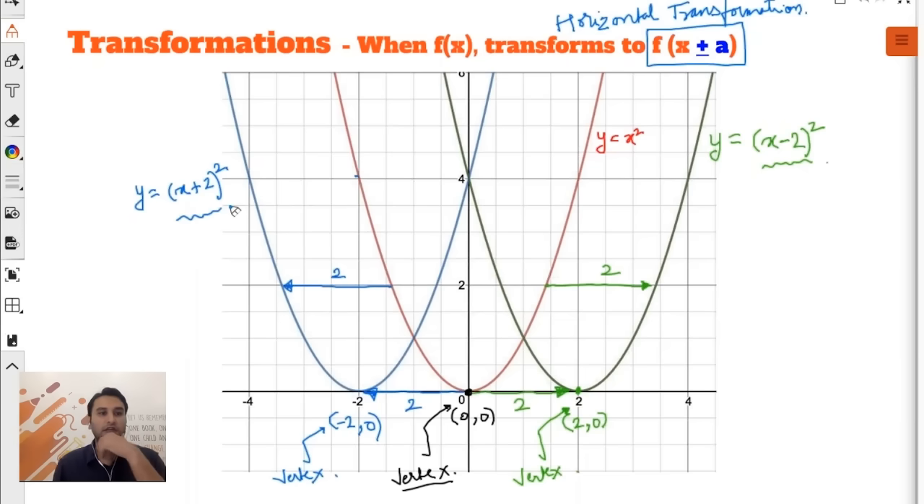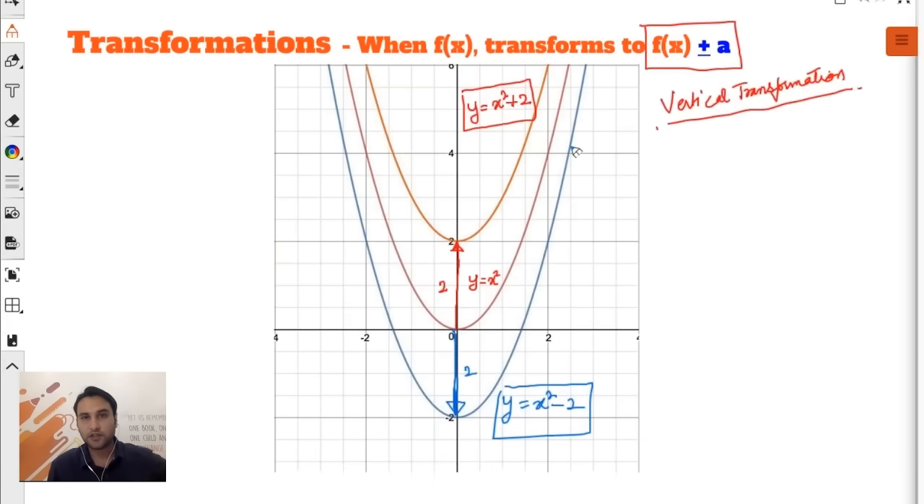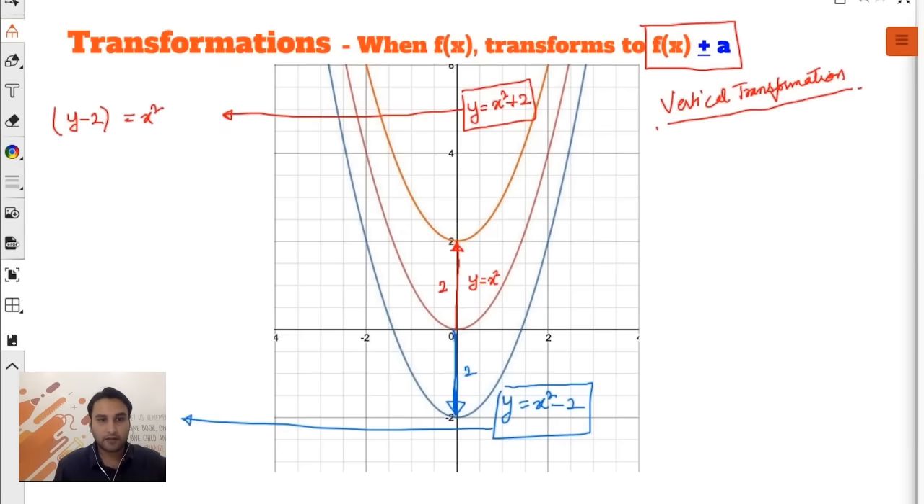But you must be thinking, you didn't tell us like that when the shift was along the y-axis. So let me explain once again. Let's come back to our previous transformation. Actually, there is a new way to read it. Now listen to me. You could have read this also like this: y minus 2 is equal to x square, and y plus 2 is equal to x square. So this is another way of reading.